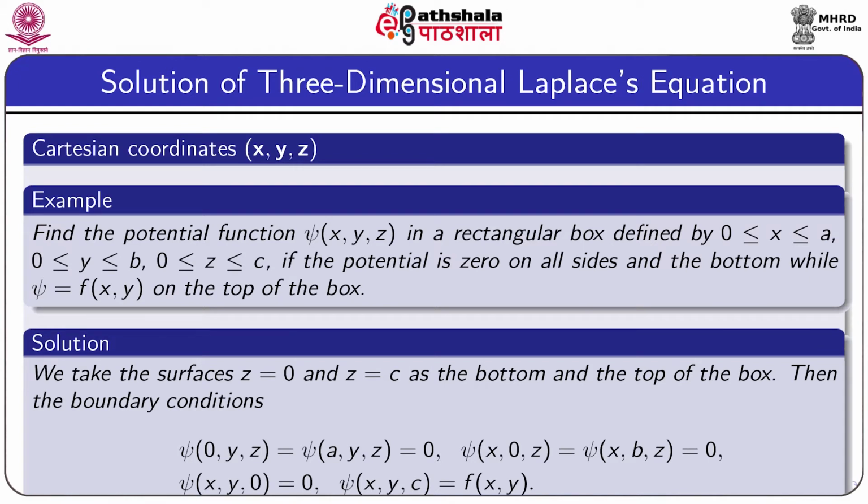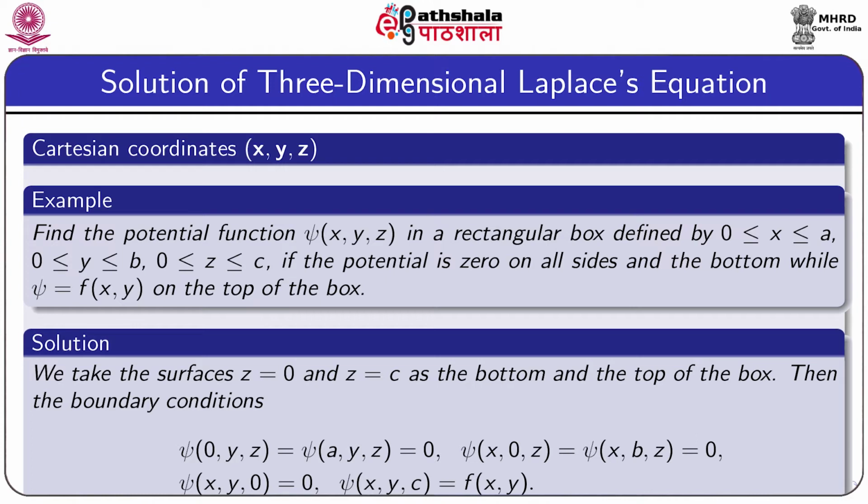Now, I shall consider one example where Laplace equation comes in Cartesian coordinates. So, here is that example. Find the potential function psi in a rectangular box defined by 0 ≤ x ≤ a, 0 ≤ y ≤ b, 0 ≤ z ≤ c. If the potential is 0 on all sides and bottom, while psi equals f on the top of the box.